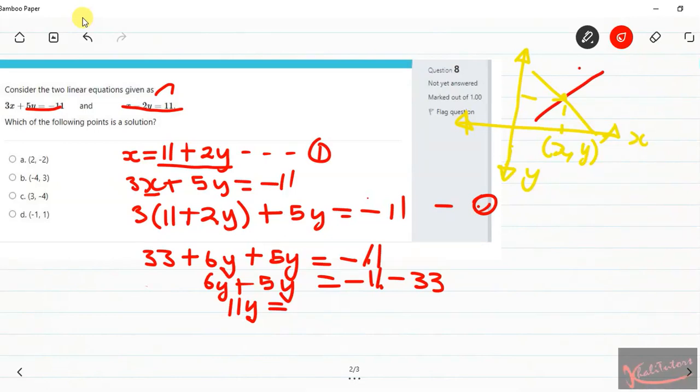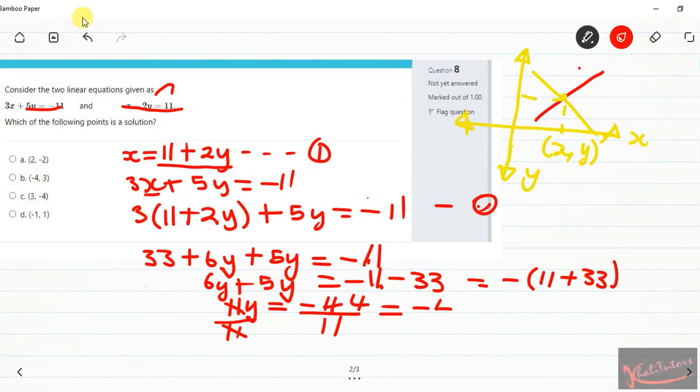Minus 33 and minus 11 are the same as having minus 11 minus 33. These two will give you 44, and the sign here is minus, so you have minus 44. To solve for y, we need to divide by 11, so that this will cancel this, and we need to do that on both sides. Minus 44 divided by 11 gives us minus 4.